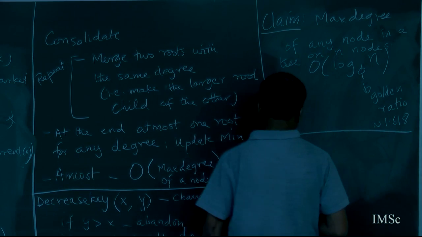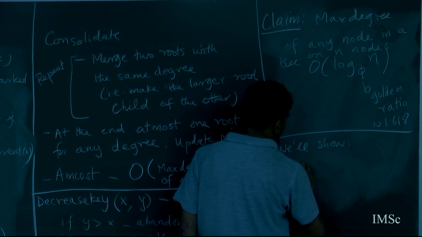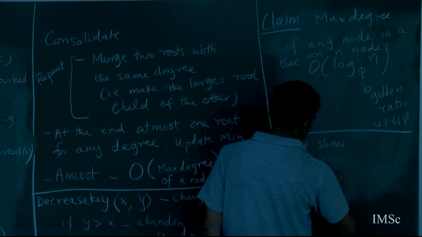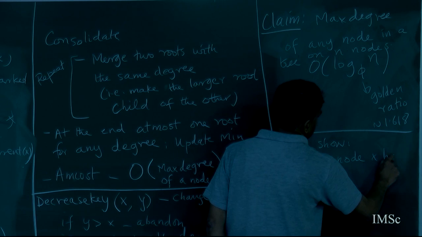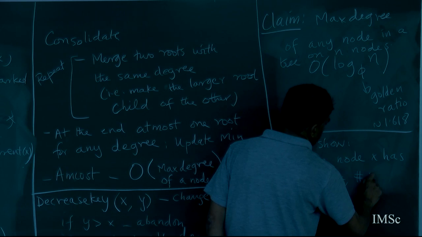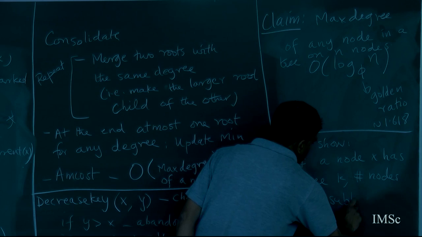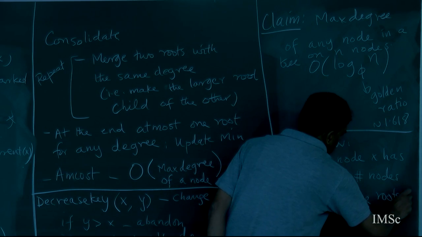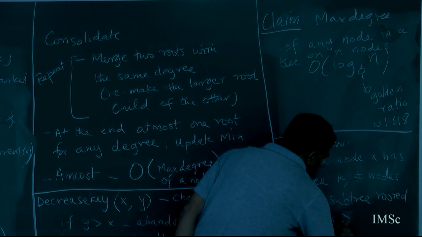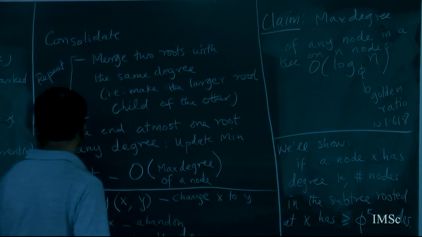And the way we will show this is by saying that if a node X has degree k, the number of nodes in the subtree rooted at X is at least equal to k. This is what we'll show.